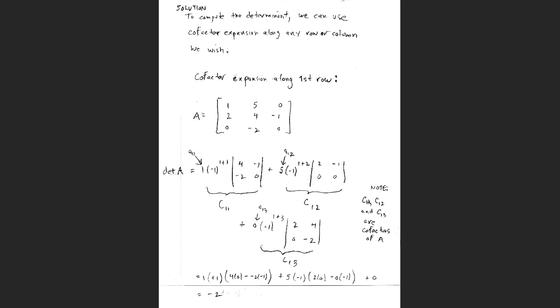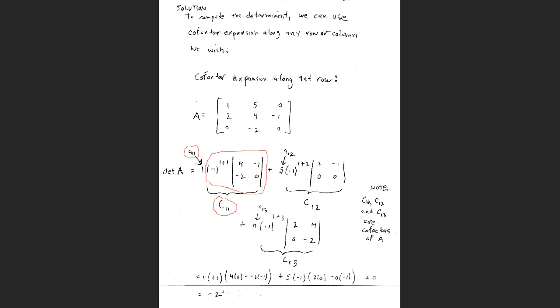So when we expand along the first row to compute the determinant, the formula says take the element in the first row and multiply it by its cofactor. This whole thing is the cofactor C11.